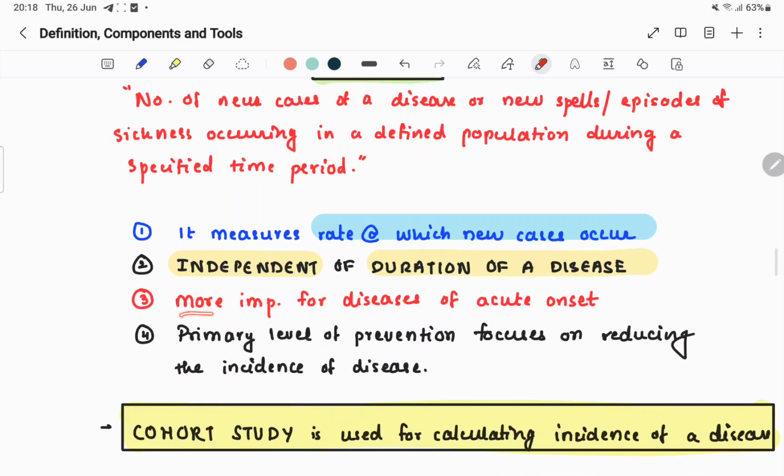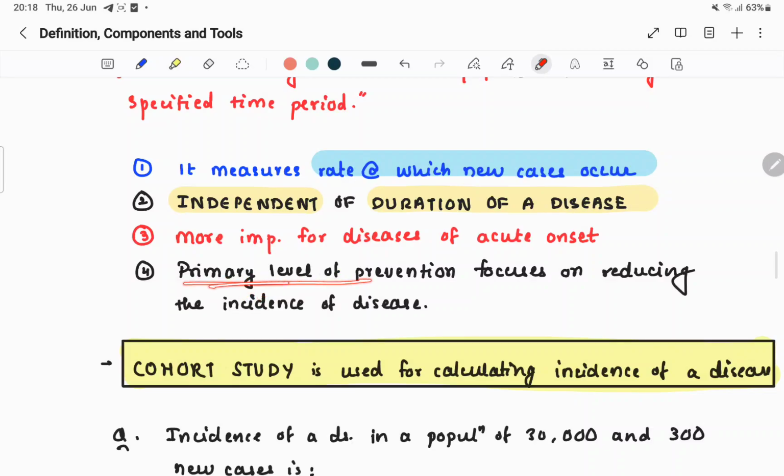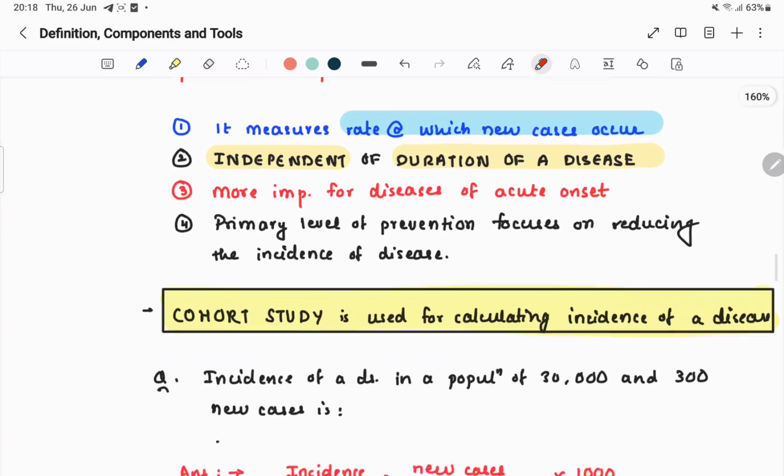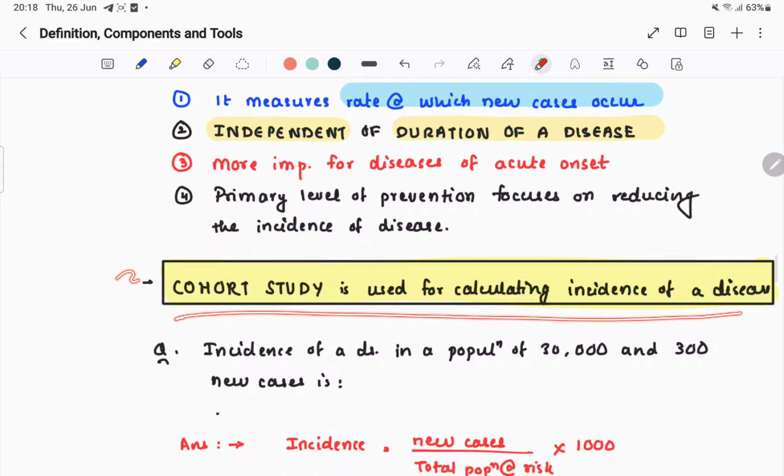Okay. It is more important for diseases of acute onset. And the primary level of prevention talks about incidence reduction. Importantly, remember, how many levels of prevention do we have? Primordial, primary, secondary, tertiary, quaternary. So primary level of prevention talks about reduction of incidence. Which study is used for calculating incidence? Cohort study.